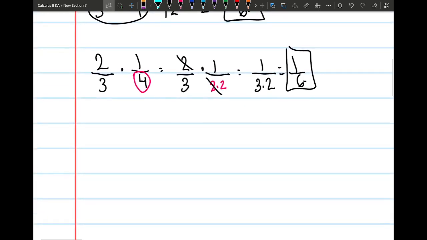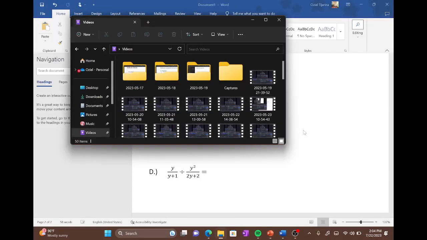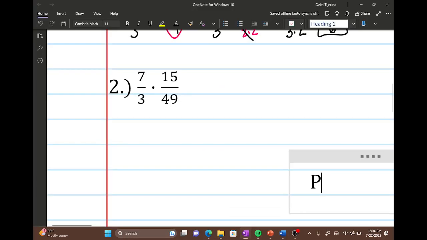Let's do number 2. Let me write it down. Okay, let me make sure, oops, I accidentally clicked out. Sorry guys, 1 second. Go ahead and leave it like this.